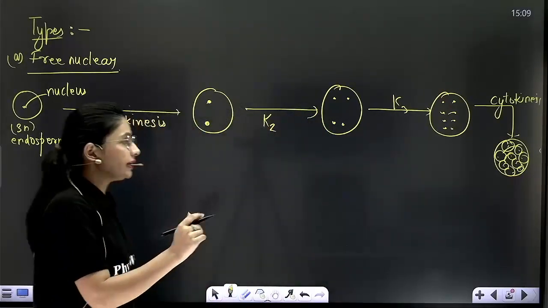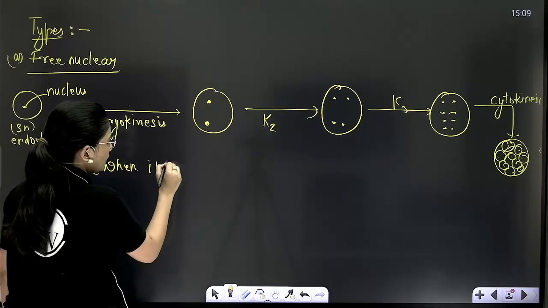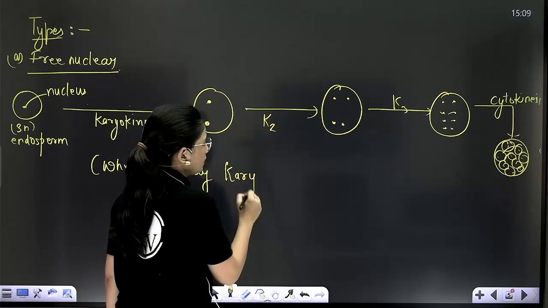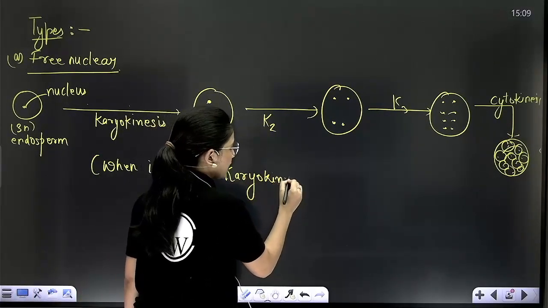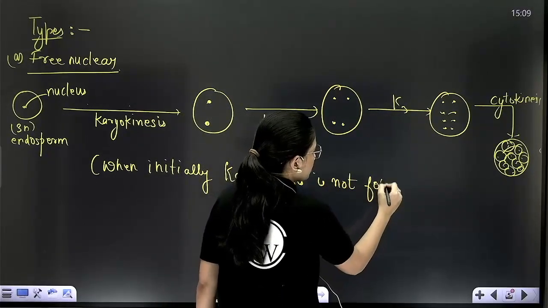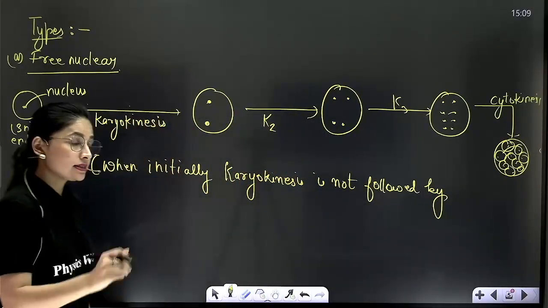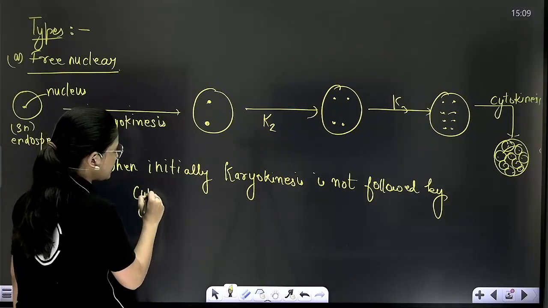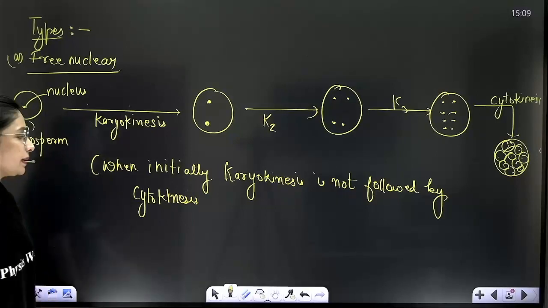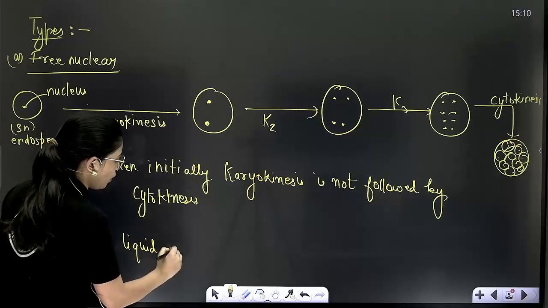So what is free nuclear development of endosperm? When initially karyokinesis is not followed by cytokinesis, whereas cytokinesis occurs at last. So this type of development is free nuclear, which you see in case of the liquid endosperm of coconut.